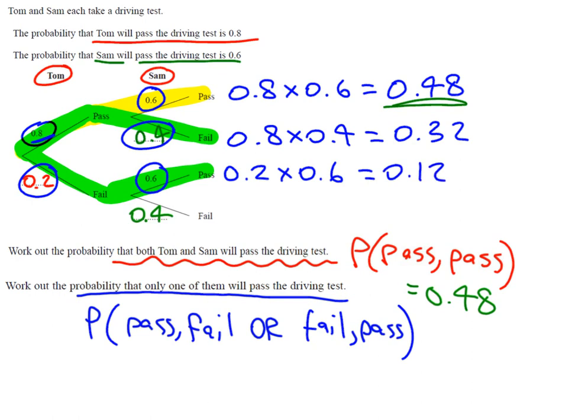Right, because it's or, we're going to be adding these two things together. So add in your columns: 0.44.